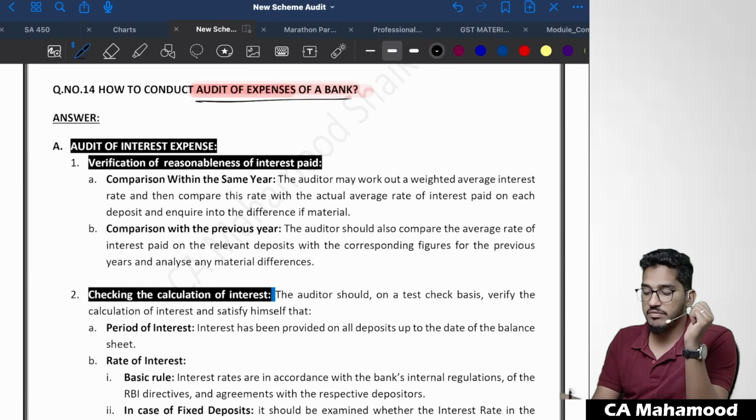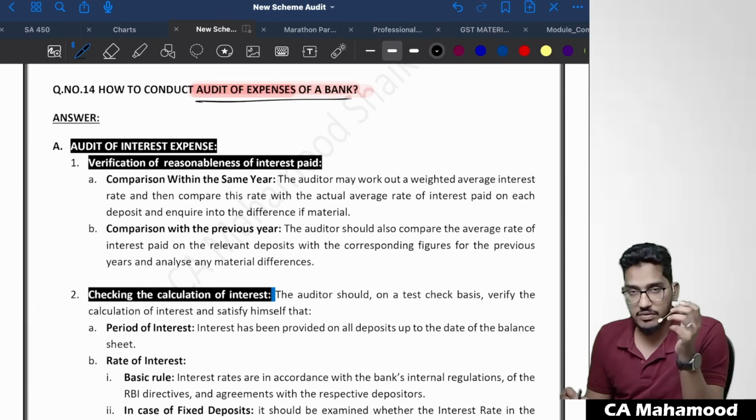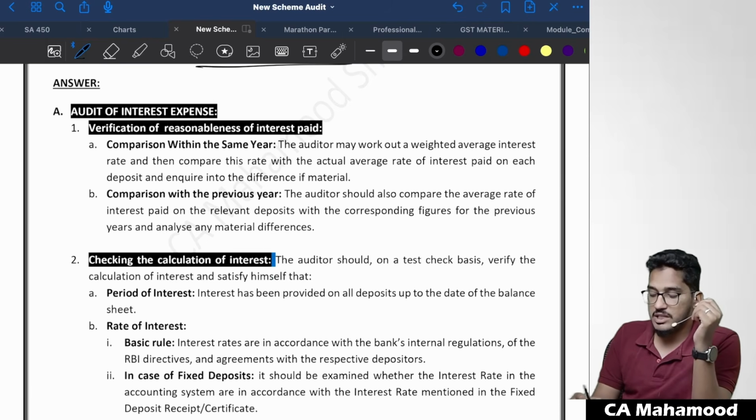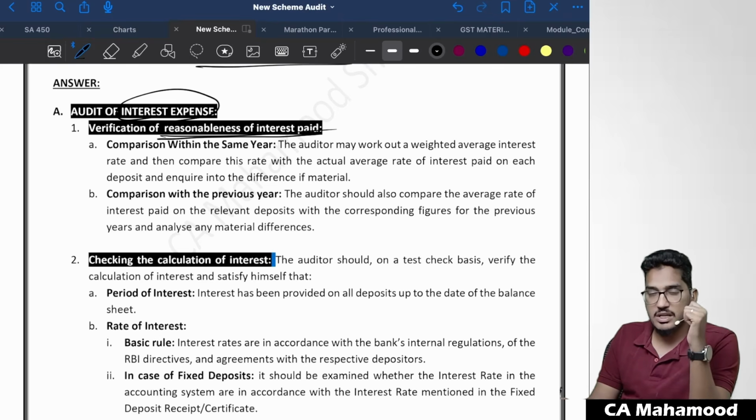What briefly do we try to verify? They are giving us a brief. How do we verify expenses of a bank? As we all know, what is a major expense? The major expense in the case of a bank will be interest expense. Sir, how do you verify interest expense? First, they say they will ask you to perform some analytical procedures. Sir, what analytical procedures are they asking us to do?